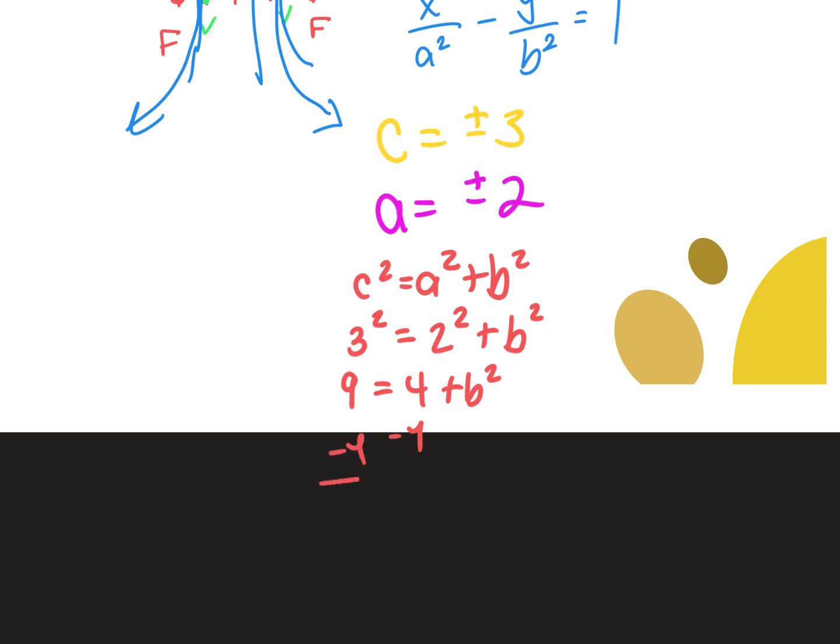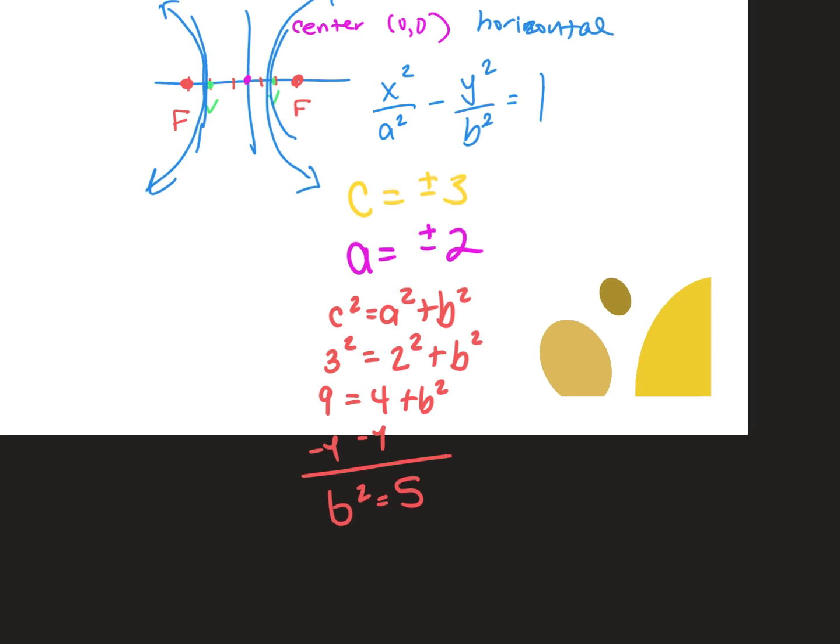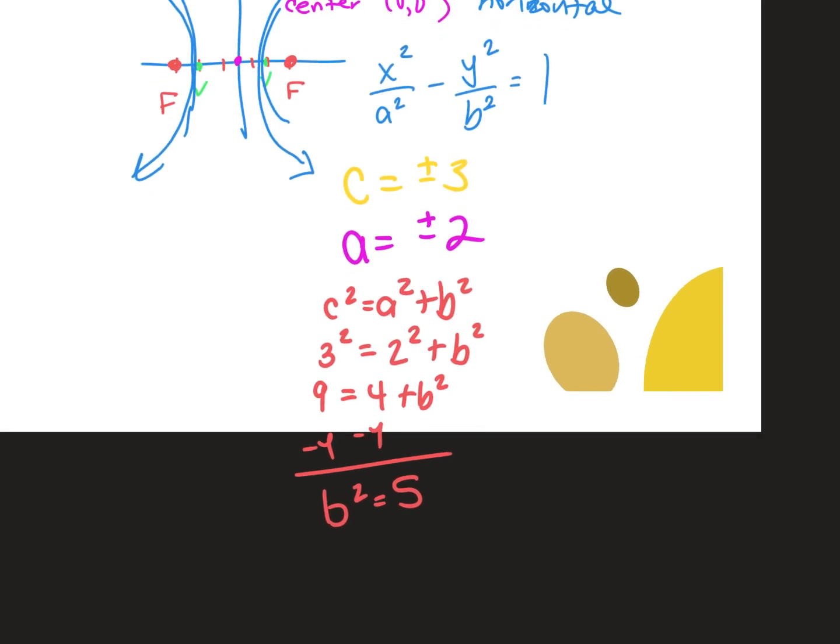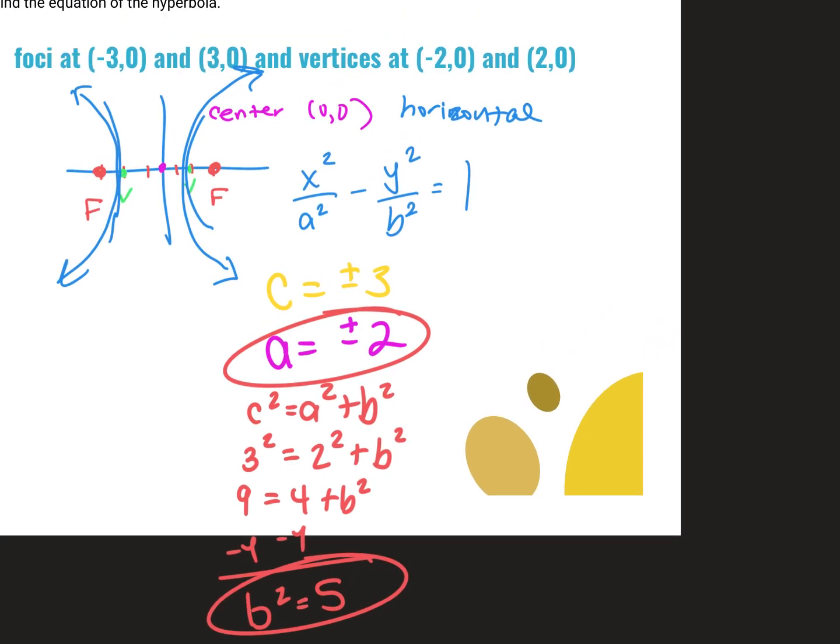We're going to subtract 4 from both sides. So B squared equals 5. So my B value would be plus or minus square root 5. But do I need to go ahead and find that? No, because what do I need for my formula? B squared. So you have your A value, you have your B squared, you just plug it in. So your formula would be x squared over, my A is 2, so 2 squared is 4, minus y squared over, my B squared is 5, equals 1.